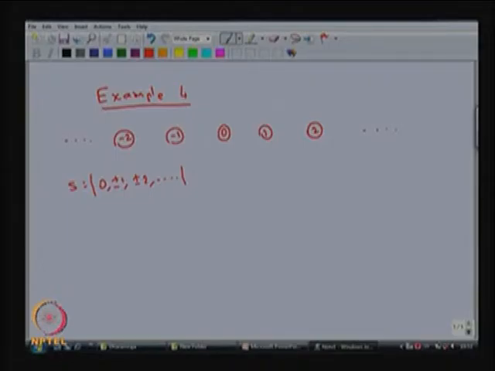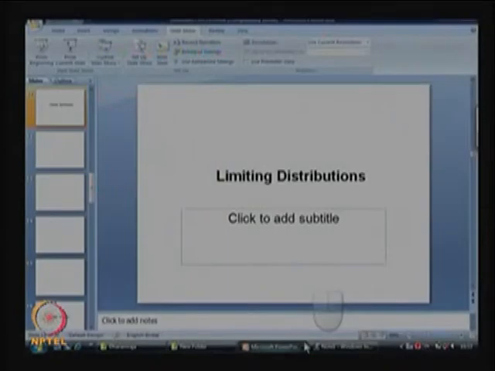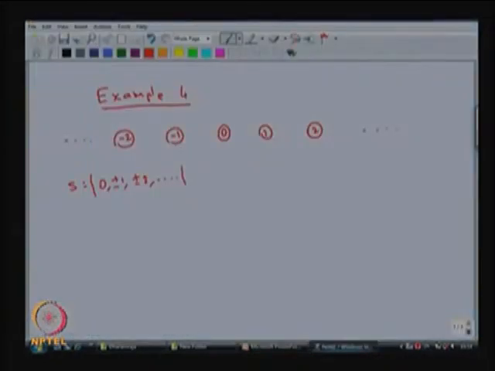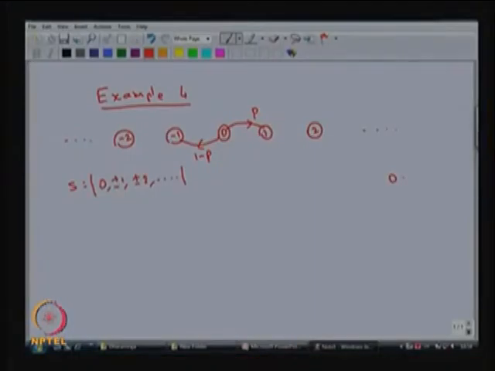Let me give the transition probabilities. The system is moving from state 0 to 1 with the probability p, and the system is moving from state 0 to -1 with the probability 1 minus p. Therefore, in the one step transition probability matrix, the row sum is going to be 1. So, p can lie between 0 and 1. Similarly, you go for all other states.